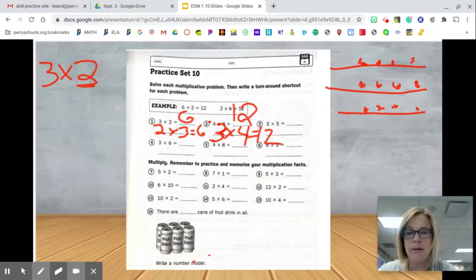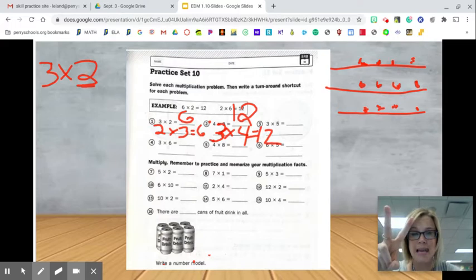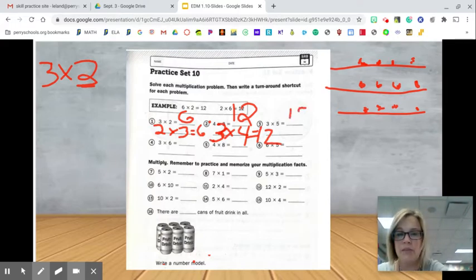Okay. Now, number 3 says 3 times 5. Well, I like 3 times 5 because I can count by 5s. It's one of my easy ones that I can do. But I know I need to have 3 5s, so I'm going to do 5, 10, 15. 3 times 5 is 15. My turnaround for it would be 5 times 3 equals 15.